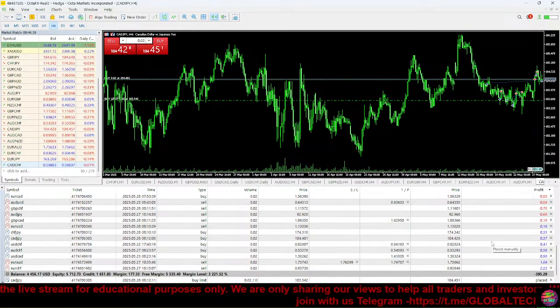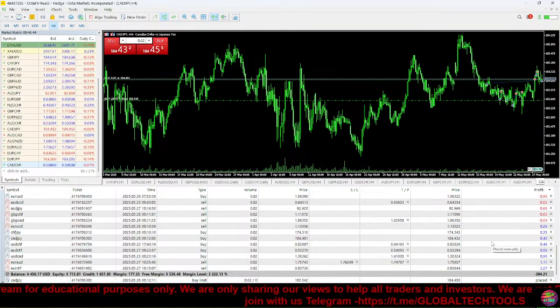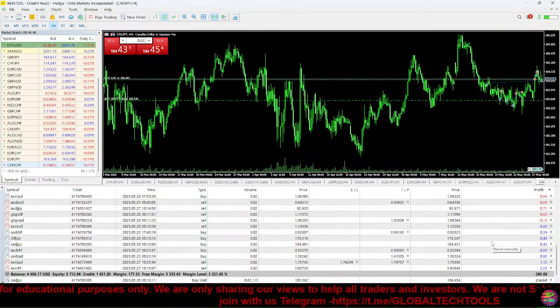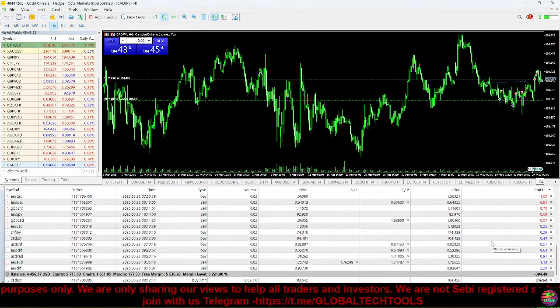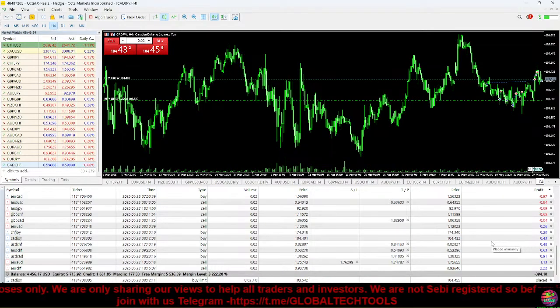So this platform that I'm about to show you is going to give you a reality on how you should trade and how to calculate your risk correctly. So this platform is going to be called Position Size Calculator. So as you guys can see, I come up here to the top right corner. I'm going to put Position Size Calculator.